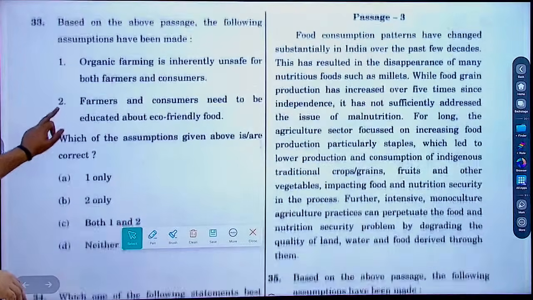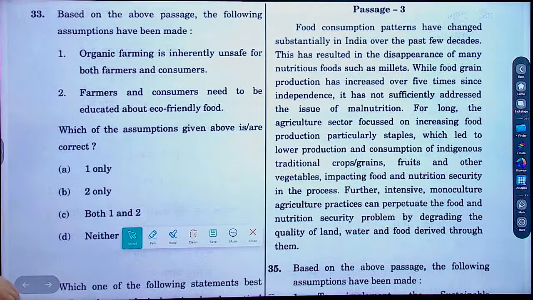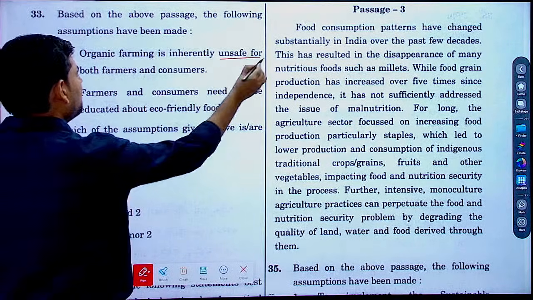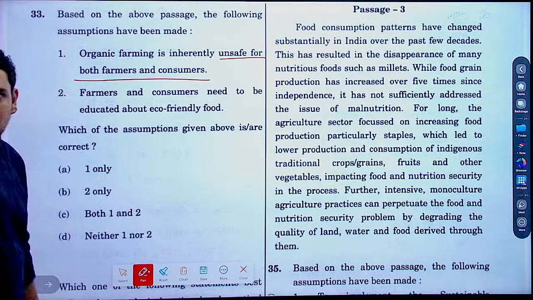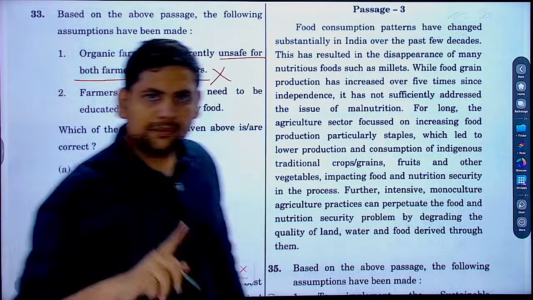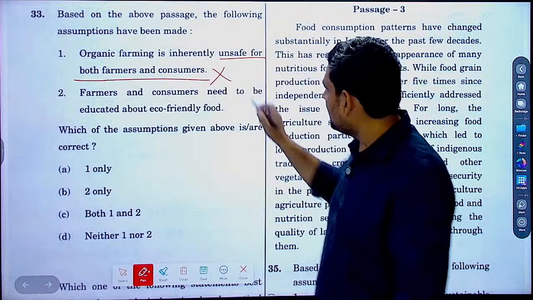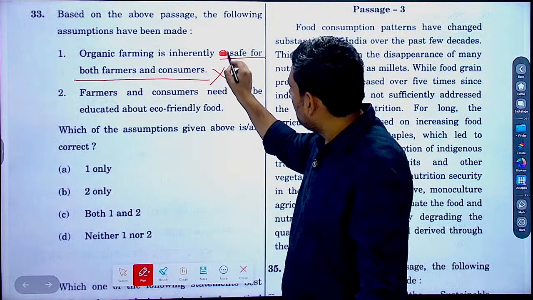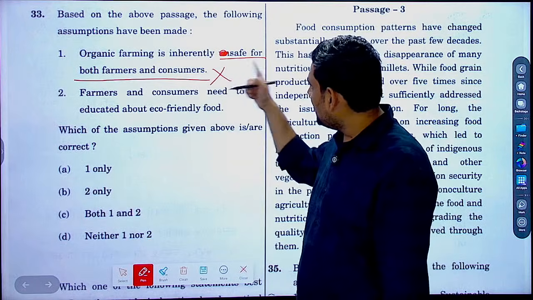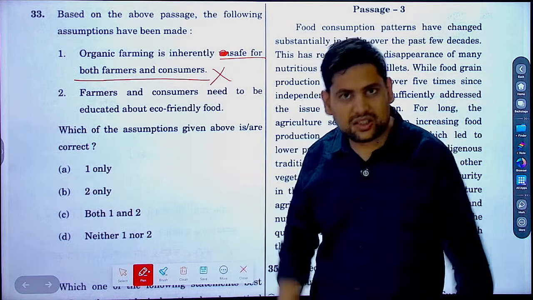Now, based on the above passage, the following assumptions have been made. Organic farming is inherently unsafe for both farmers and consumers. What do you think? Unsafe? No. That is not the claim in the passage. The passage does not even claim safe. This also is wrong. Organic farming is inherently safe for both farmers and consumers. This is also wrong. Why?